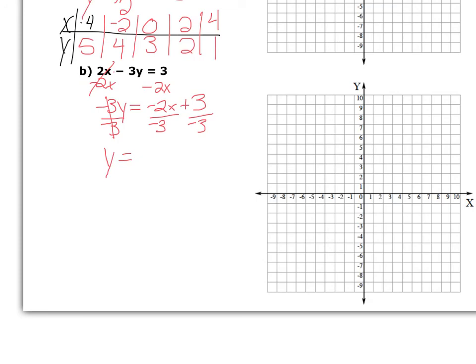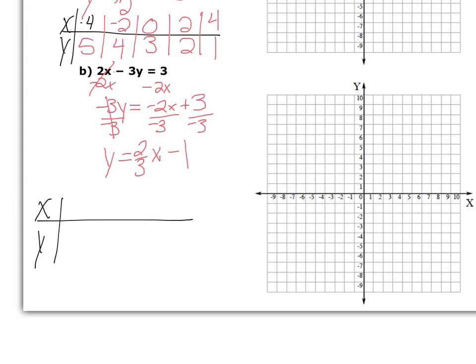Y equals, again, we look at our function. We don't want to change this to 0.6 repeating. Let's just leave it a fraction, but we have a negative over a negative, and we should all know that that's +2/3, and we put our x, and then 3 divided by -3 is -1. So here's our function. Now, take a second and see if you can figure out what the values should be in this table.